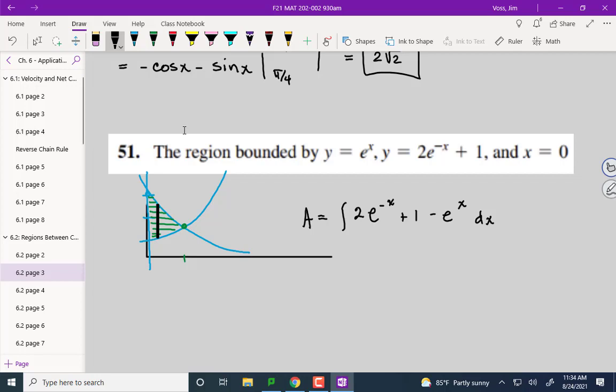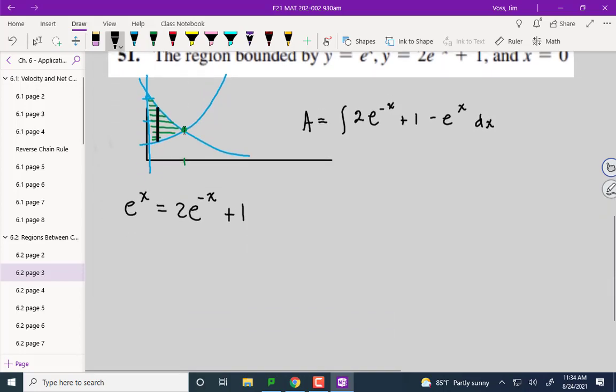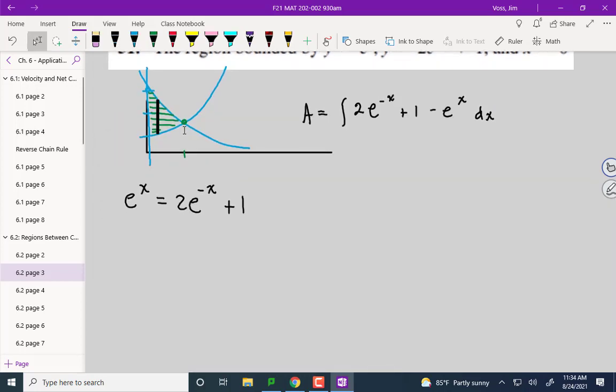Now our limits of integration, we set the curves equal and solve. So we're going to say e to the x, we're going to set that equal to 2 e to the negative x plus 1, and try to solve that. So let's go ahead. Having a negative exponent is bad. It's very hard to solve equations with negative exponents. Usually, we want to multiply by something to eliminate negative exponents. What can I multiply e to the negative x by to change the exponent from negative to non-negative?